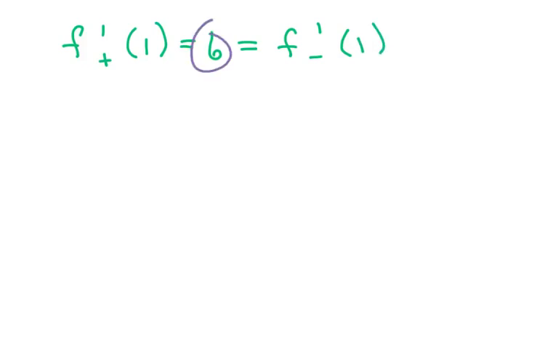Therefore, since the derivative of f from the positive side of 1 equals 6, and that also equals the derivative of f from the negative side, we get 6. That means the limit exists for the derivative of f at 1. That means the limit exists.